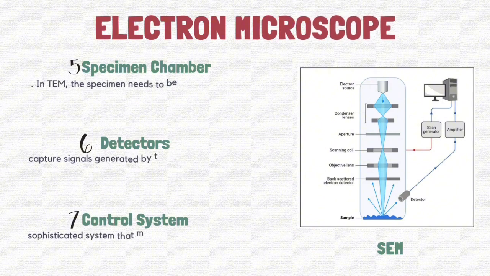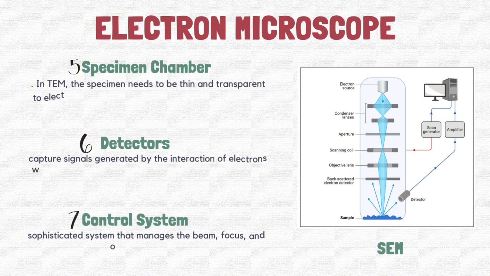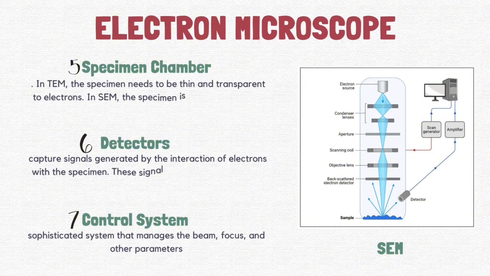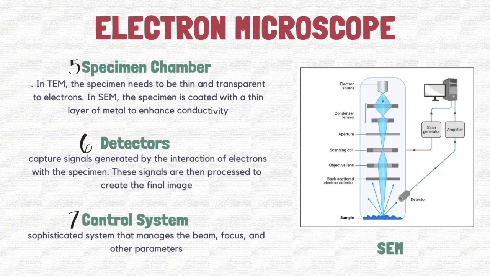We also have the specimen chamber. The specimen to be examined is placed in a chamber. In TEM, the specimen needs to be thin and transparent to electrons. In SEM, the specimen is coated with a thin layer of metal to enhance conductivity.